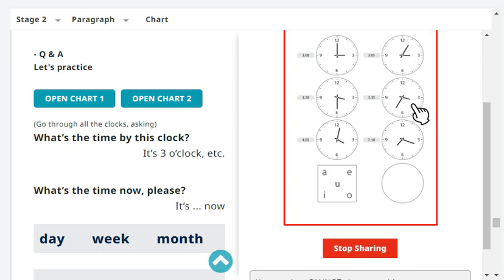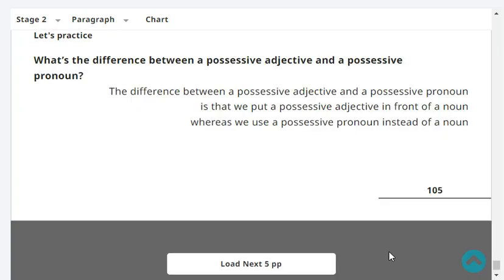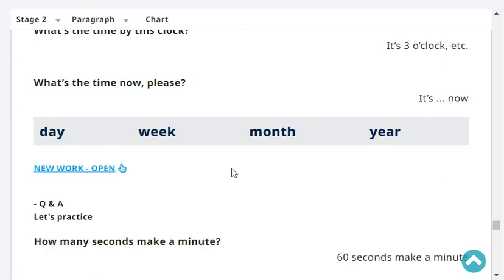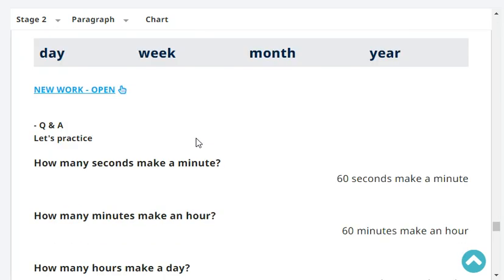What's the time by this clock? It's 2 minutes past 4. What's the time by this clock? It's 18 minutes past 7. Very good. What's the time now, please? It's 19 minutes past 10. Very good. Okay, next.